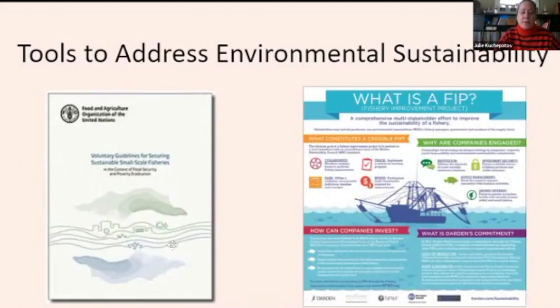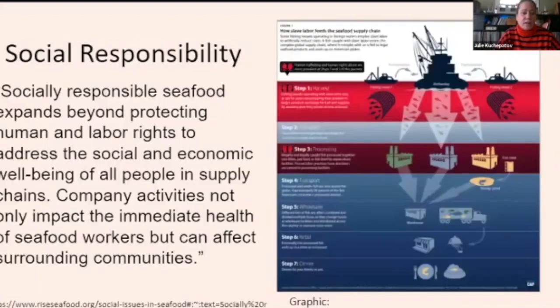Another tool that I have here, right here on the left, is the Voluntary Guidelines for Securing Sustainable Small-Scale Fisheries, and this is available in a variety of languages. This is from the FAO, and I have the link in there as well. You can go on the FAO website. They're voluntary guidelines, of course, but it's a good idea of what to expect when you're trying to improve your fishery and what you need to do. It gives you guidelines on how to do that.